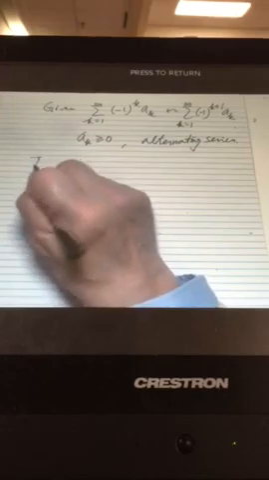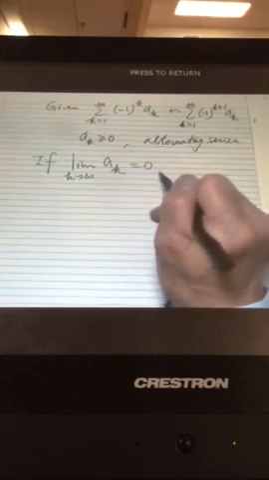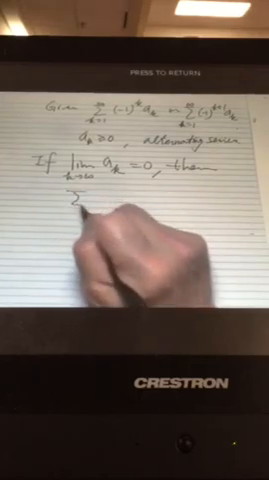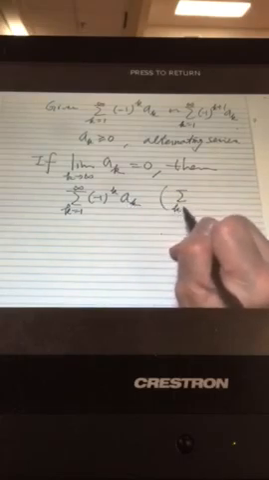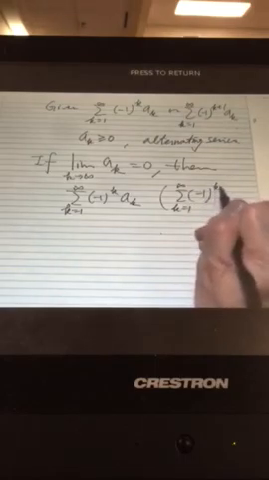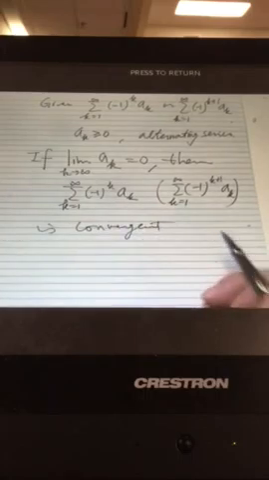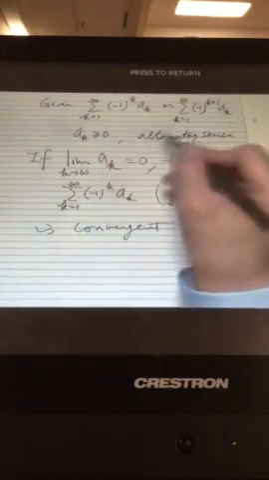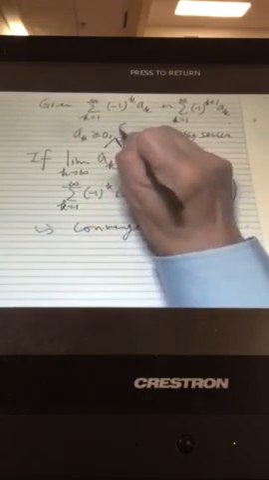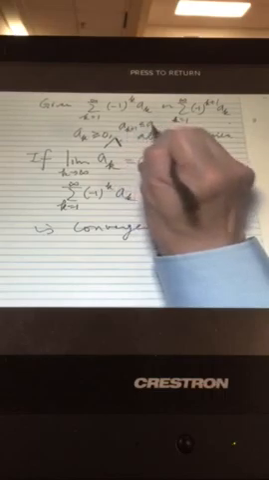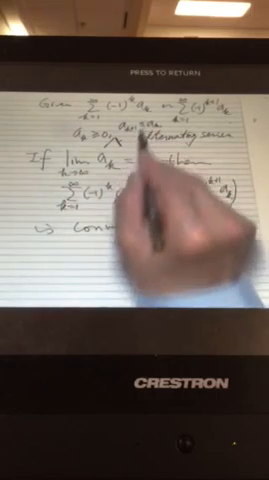Now, this test: if the limit of a sub k goes to 0, then this series, or the other one, is convergent. Let me make a comment. This needs a sub k to be decreasing, so let me add that a sub k plus 1 is less than a sub k. So not only is each term positive, but it's also decreasing. The larger the index, the smaller it is.